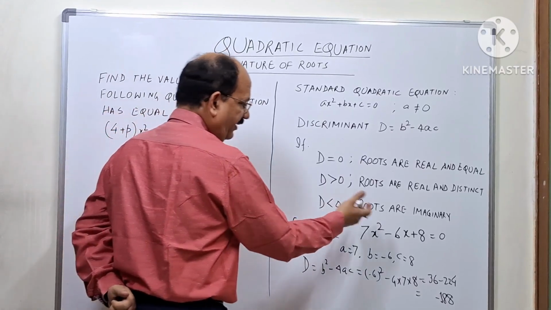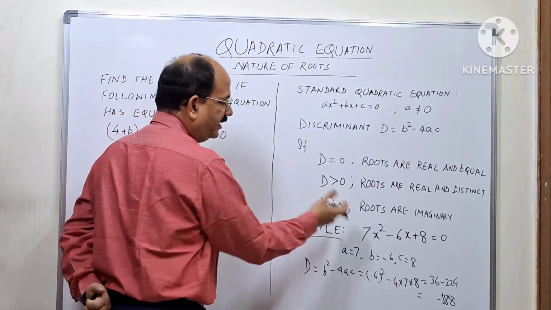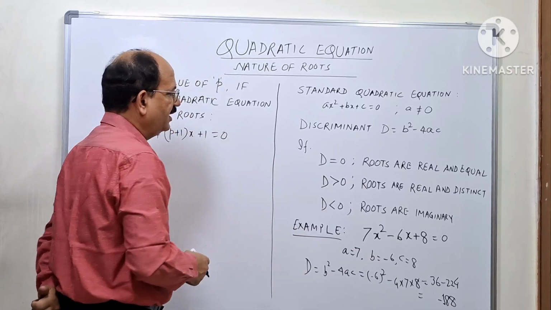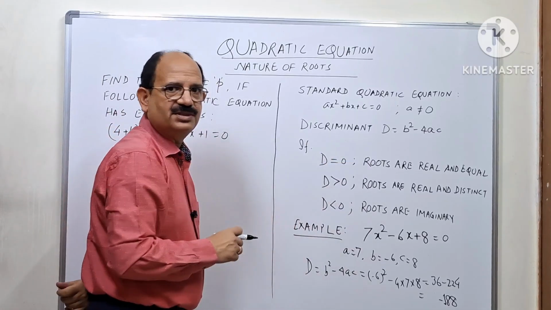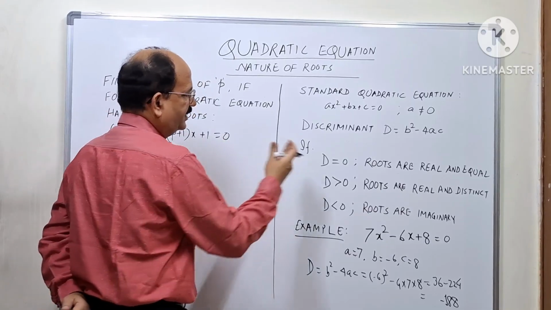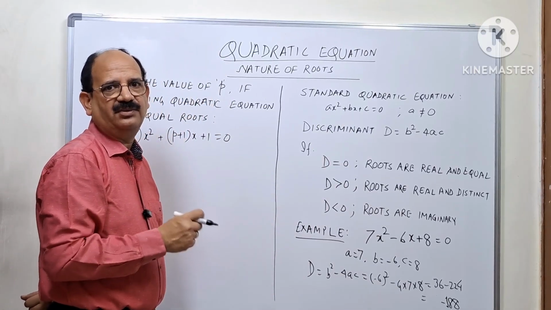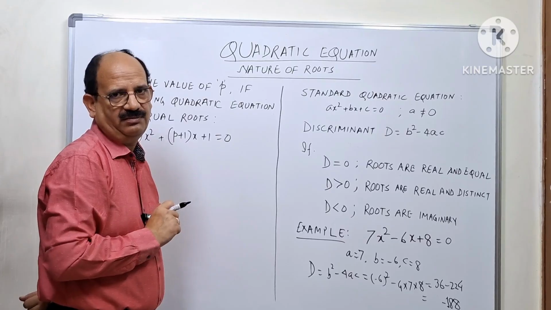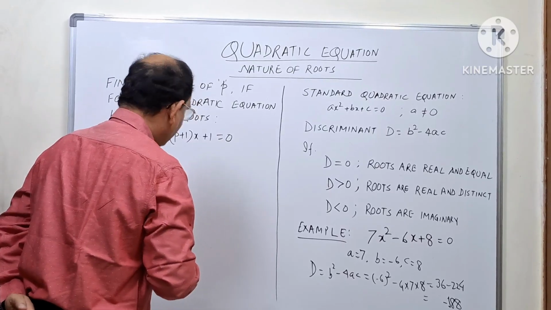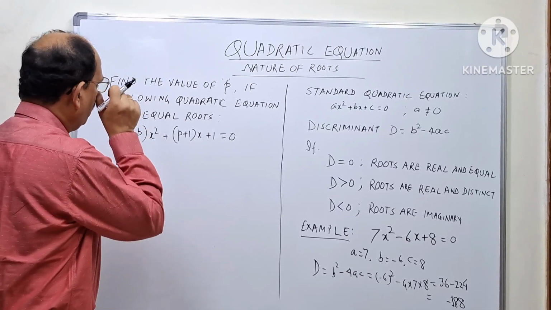If we have a different quadratic equation where we find that d is coming greater than 0 or positive, then we will find real roots, but those will be two distinct, different roots. If the discriminant is equal to 0, then real roots will be possible, but both the roots will be equal. Let's try solving this problem based on this concept.